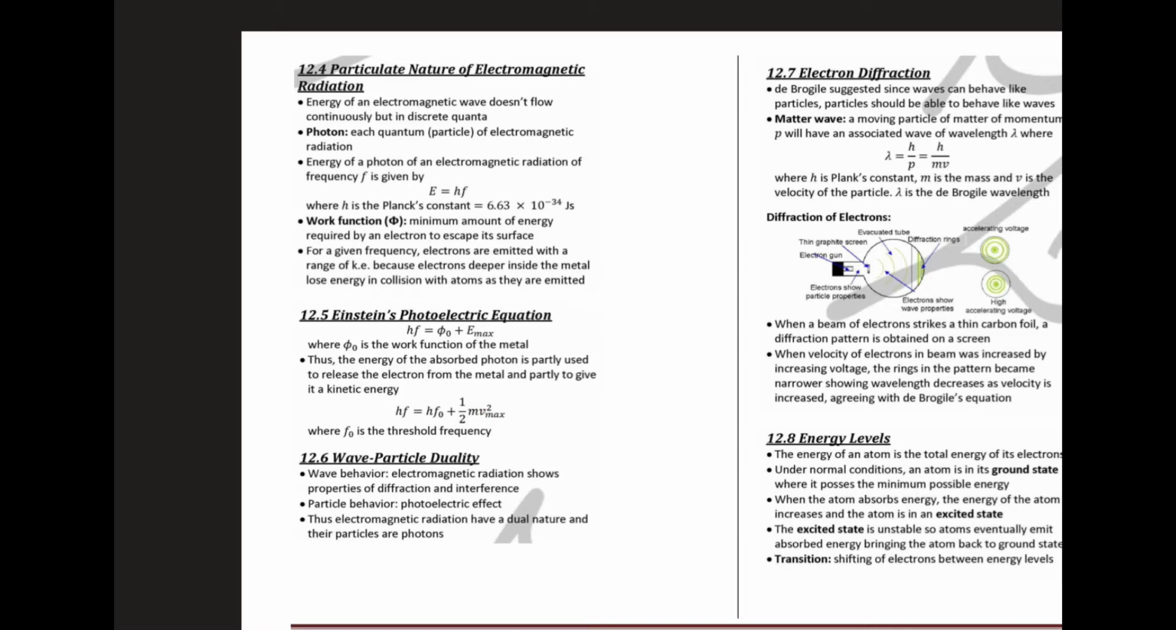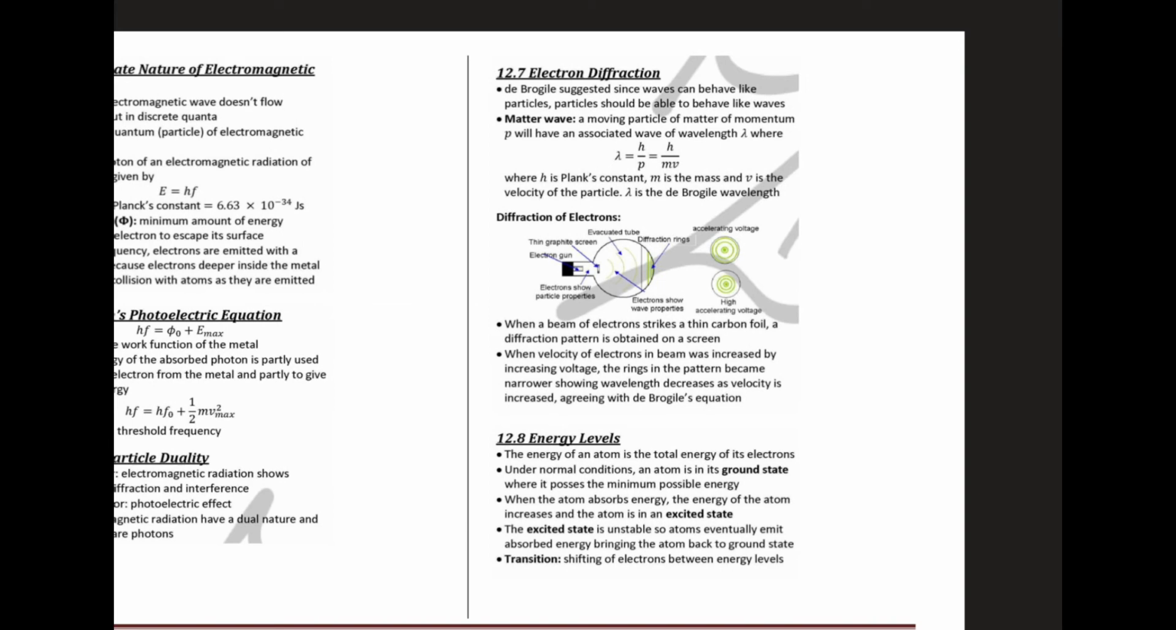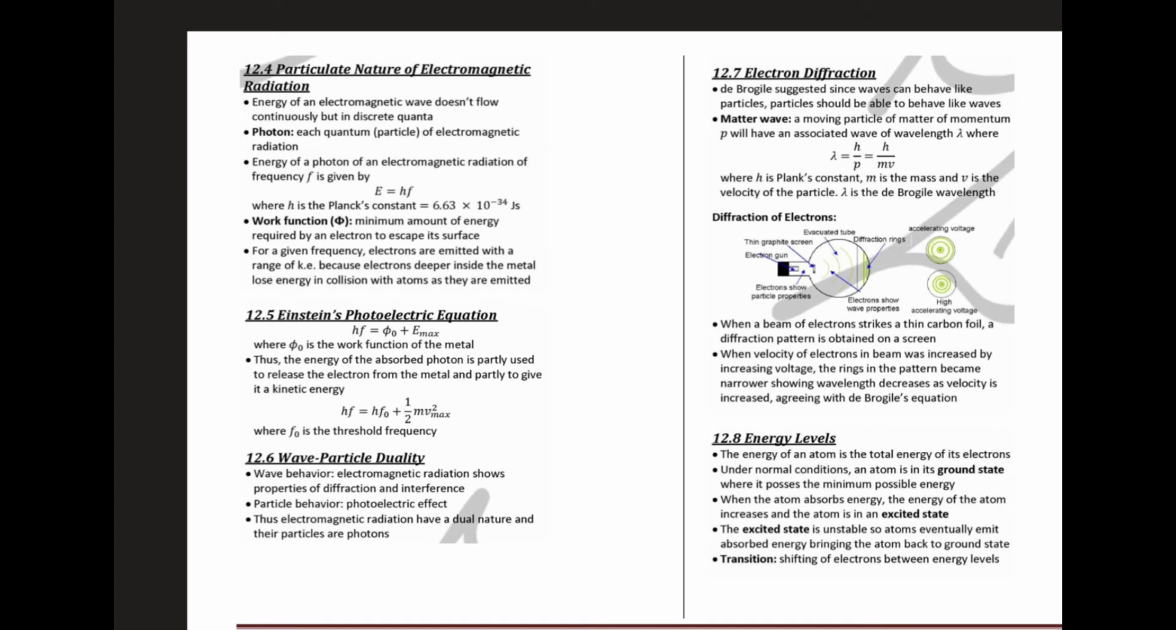Okay, so we see electron deflections on the other side. Just now we mentioned wave-particle duality, where the wave has particle behavior, and the particle has wave behavior also. Which means the wave goes through diffraction and interference. The wave has particle behavior, which is the photoelectric effect. That is all about the wave.